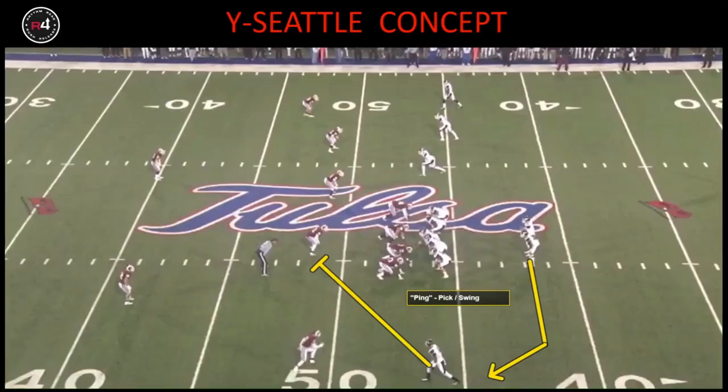Ping stands for pick swing. The X receiver will attack the will linebacker and crack block him to set the pick. The tailback will swing to the sideline. The quarterback will abort the rhythm side Y stick concept and go directly to the rush side. If the corner doesn't peel with the swing, the quarterback will throw it to the running back. If the corner peels, then the quarterback will release on the run.